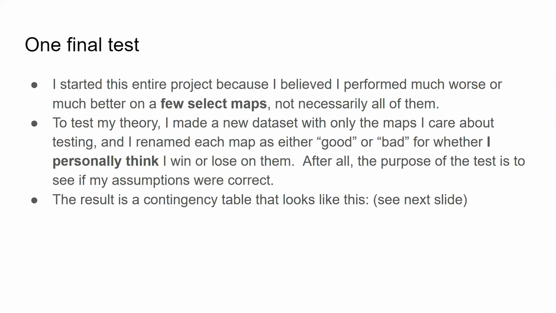And so I made a new data set with only those maps that I cared about. I renamed them so each map is either named good or bad based off of whether I think I would win or lose, not based off of actually looking at the direct win rates, because at that point, it's almost like I'm skewing the test to work. I'm just doing what I personally think, because the purpose of this entire thing is to see if my assumptions were correct at the start, if some maps I really do perform better on.